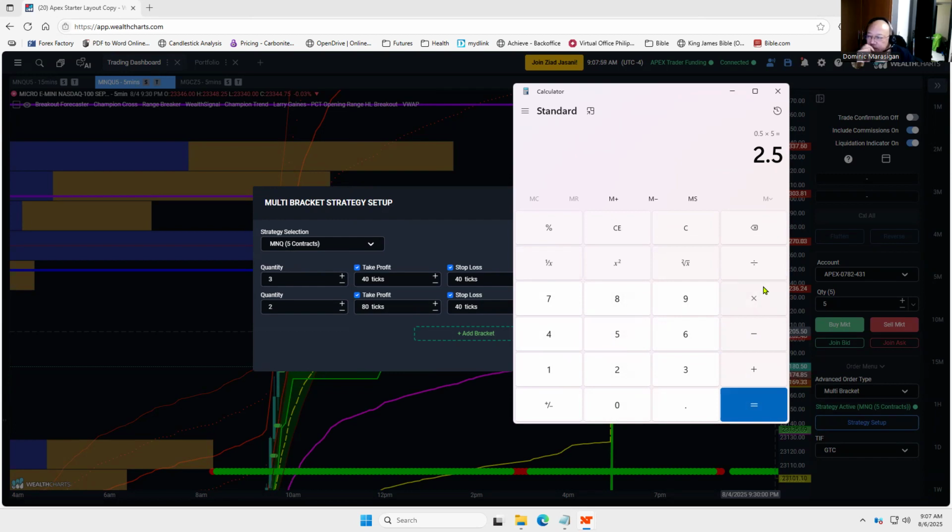Then your total loss would be, oh, that's 2.5 points. Hold on. 0.5 ticks. Here it is. Your 40 tick loss times three. Okay, 0.5 times 40 ticks, times three. That's your loss in your first trade. Let's say you lose your first trade. That's $60.